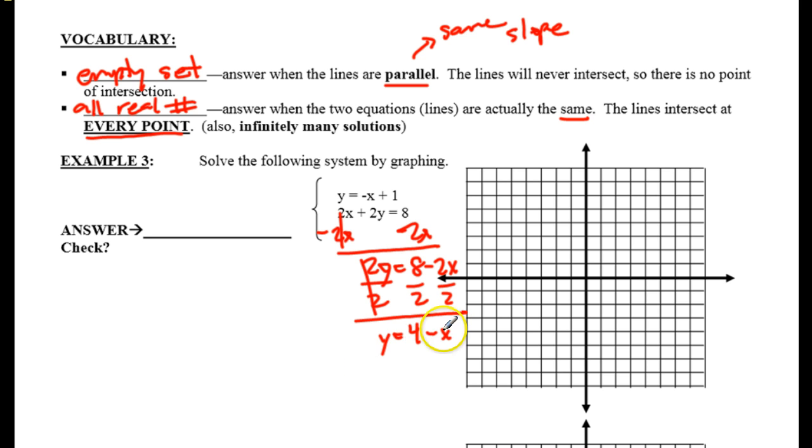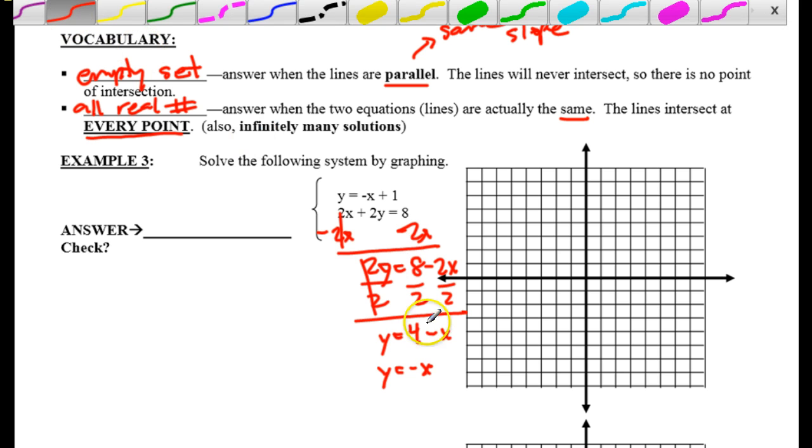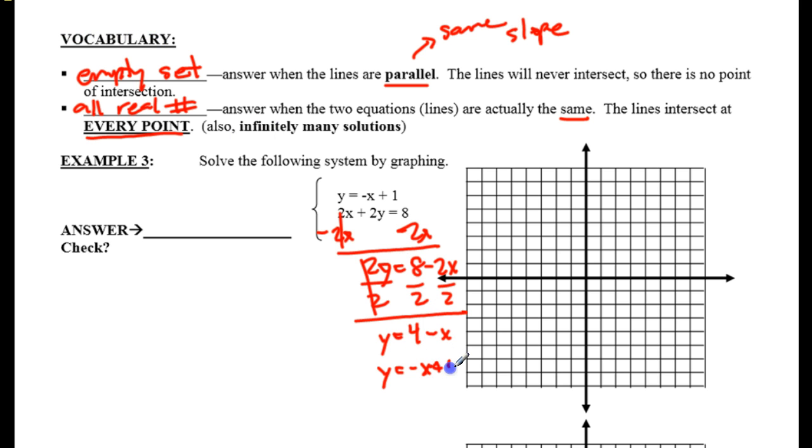Now we just need to rearrange our terms. Remember that's a negative x, so keep it a negative x just because we moved it to the front. This 4 is positive, so when we move it, keep it positive. So negative x plus 4. Clean that up a little bit there. Alright, so now we're going to use this for the other equation in the system.